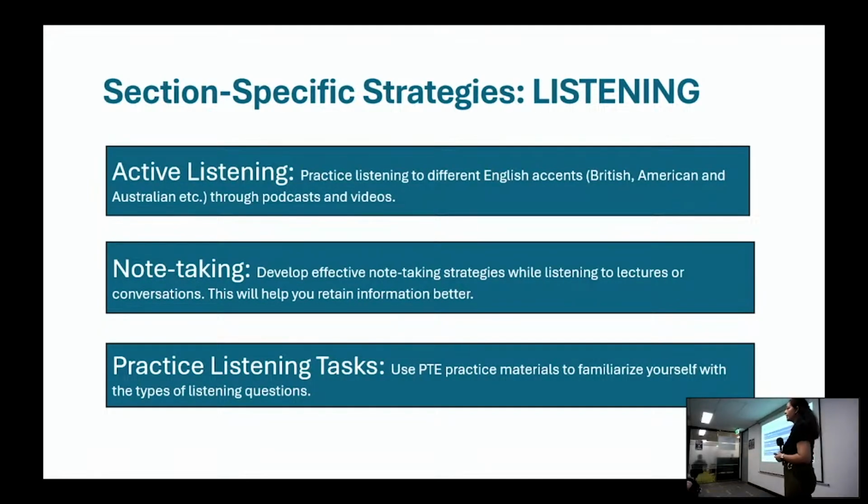So moving further, for listening, what are the important tips? So active listening. You always need to practice listening to different English accents through different videos and podcasts, like British, American, or Australian accents, because in your PTE exam, you're going to get different types of accents.